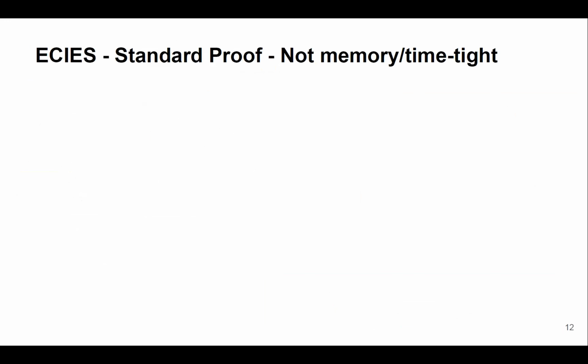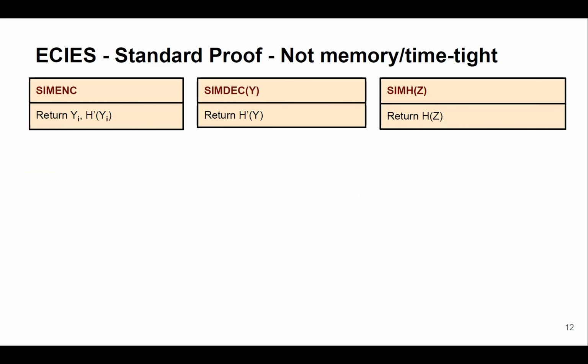A standard proof would approach these challenges by reducing to a variant of CDH that is called the strong CDH, which is the same as CDH, except that the reduction is also given oracle access to this oracle Strong, which returns true if X, Y, Z form a valid Diffie-Hellman tuple and false otherwise.